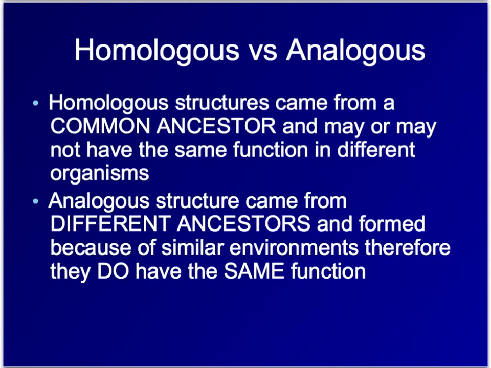So just to summarize, homologous versus analogous structures. Homologous structures came from a common ancestor, which is important, and may or may not have the same function in different organisms. Whereas analogous structures definitely come from different ancestors, but because of a similar environment, they do have the same function.